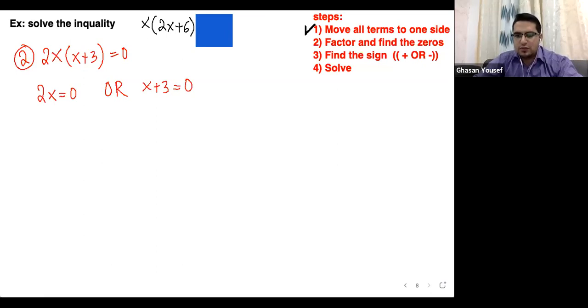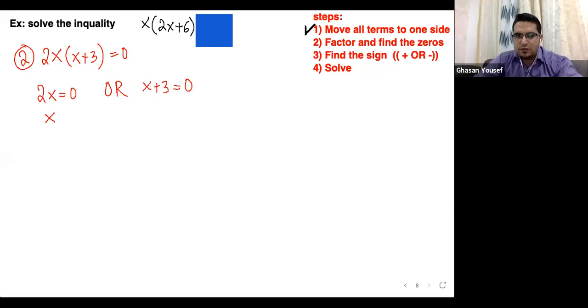No, I don't have to distribute. Ryan said you don't distribute. I don't have to distribute because I need to factor. When I distribute, I will extend it, I will not factor. So it's factored already. Now we have to find the value for x. What is the value for x here?